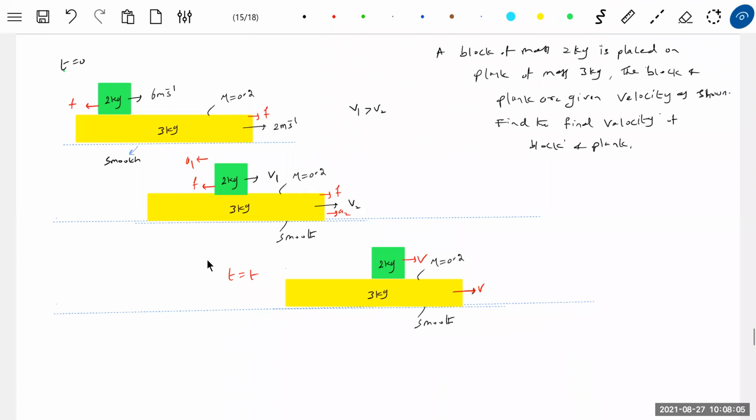So it's nothing to do with conservative force, non-conservative force. Momentum is conserved. Momentum is not bothered about nature of force. Momentum is bothered about only net external force on system, 0 or non-zero. Plus F minus F. Net external force is 0. You can apply conservation of linear momentum.